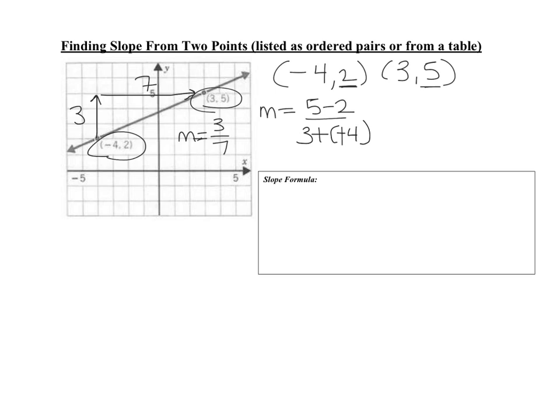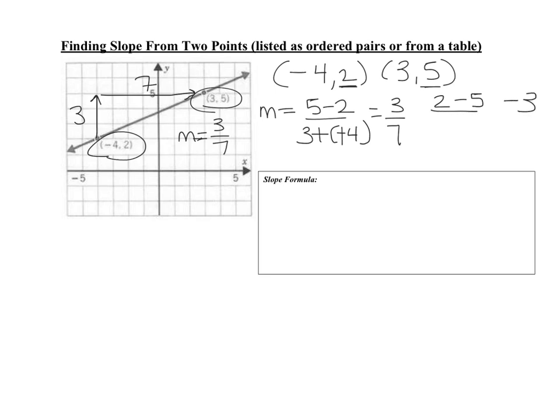And if you think about that, 5 minus 2 is 3. And 3 minus negative 4, which is the same as 3 plus 4, is 7. So 3/7, right? Same slope. You could go in the other order. It doesn't matter what you choose, but you just have to be consistent. Whatever order you go on the top, you have to go in the same order on the bottom. So suppose I did 2 minus 5. Well, let's see what that is. 2 minus 5, well, that's negative 3.